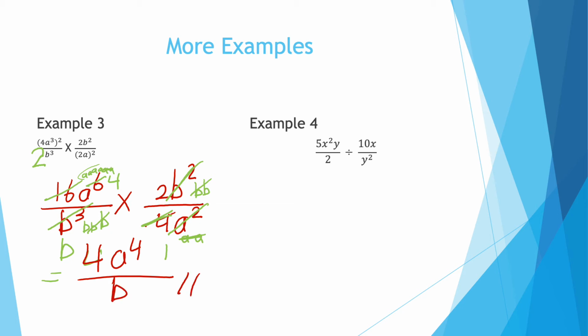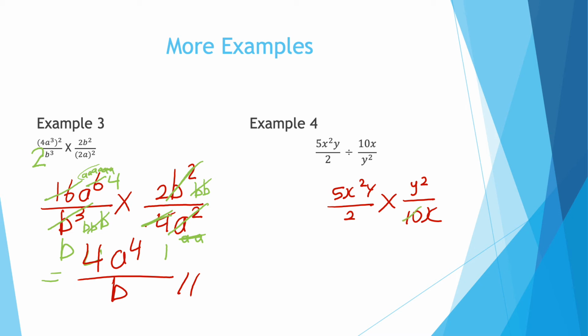So that's your final answer. Now with this one here, I will have to change the division into multiplication first. So I've got 5x squared y over 2 times, and flipping, or taking the reciprocal of the second fraction. And now I can start cancelling out.